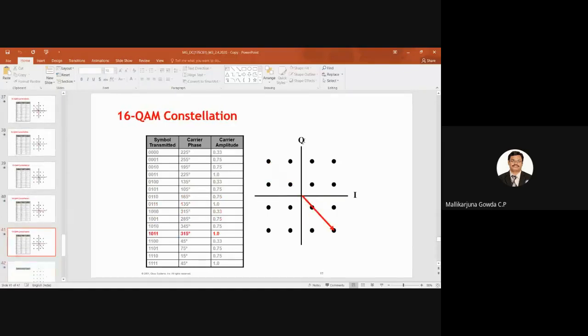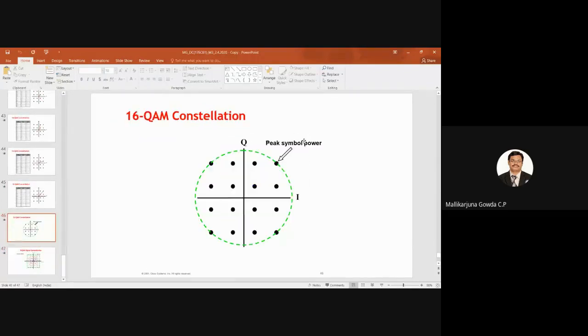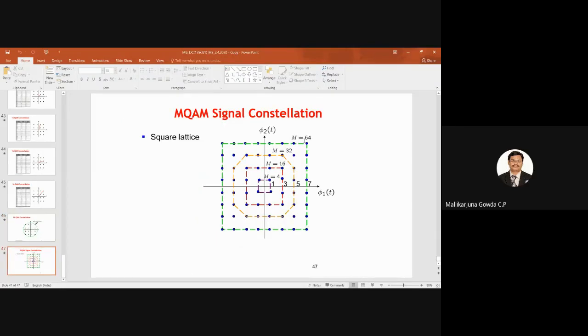You can also think of drawing at least this diagram. This is with the circular constellation I mentioned, and this is with the square constellation, the square lattice, as we say. Here it is with M equal to 4. When M equal to 16, this is what we get. When M is equal to 32, this is the signal constellation diagram. When M is equal to 64, this is the signal constellation diagram. For M equal to 64, in each quadrant we will have 16 message points, so 16 into 4 is 64.